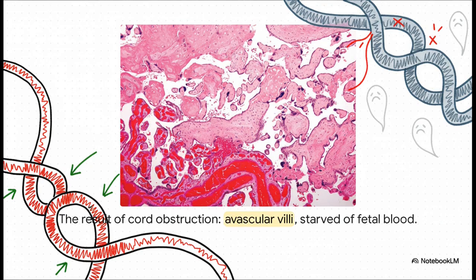And here we can see the result under the microscope. You see, healthy placental villi should be nice and pink, full of fetal blood vessels, but when that cord is blocked, you get this, avascular villi. See how they are pale, almost ghost-like? It's because they've been starved of blood, and without that blood, there is no nutrient exchange. The lifeline has been cut.